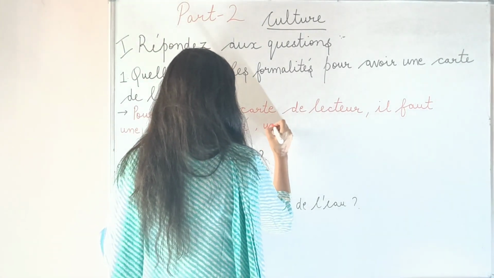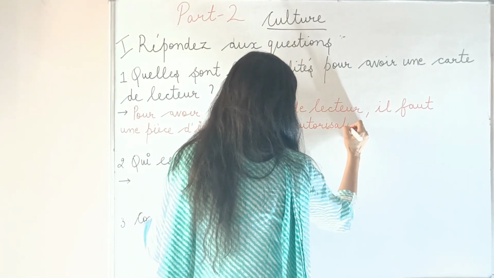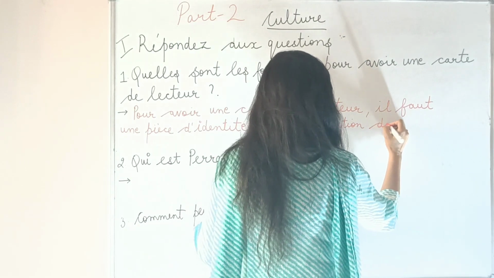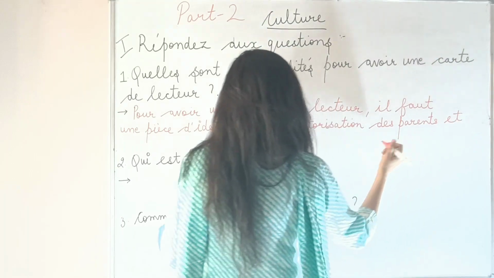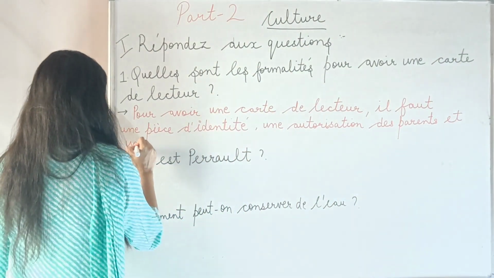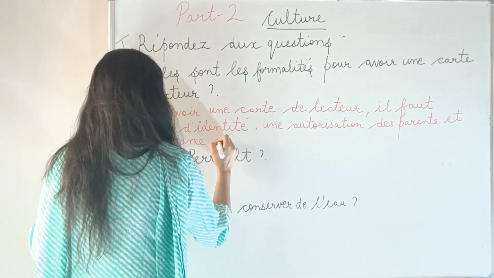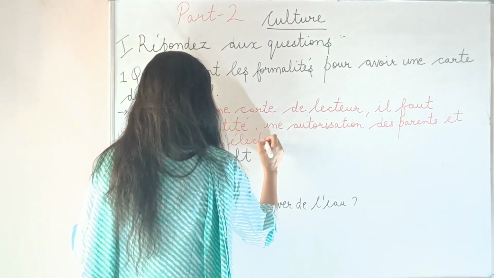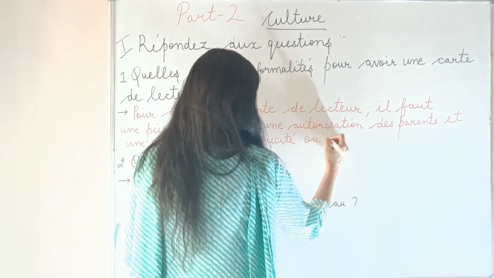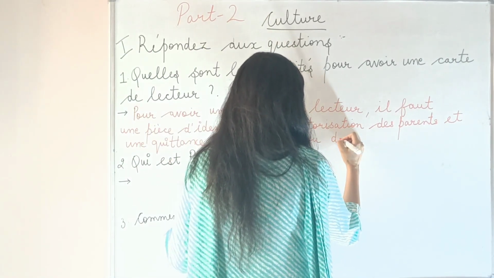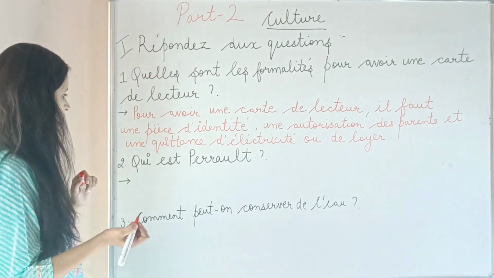The next thing is une autorisation des parents. Des parents, you need your parents' permission. And the last thing is une quittance d'électricité ou de loyer. You need to have the electricity bill or the rent receipt if you're living on rent. Let's move to the next question.